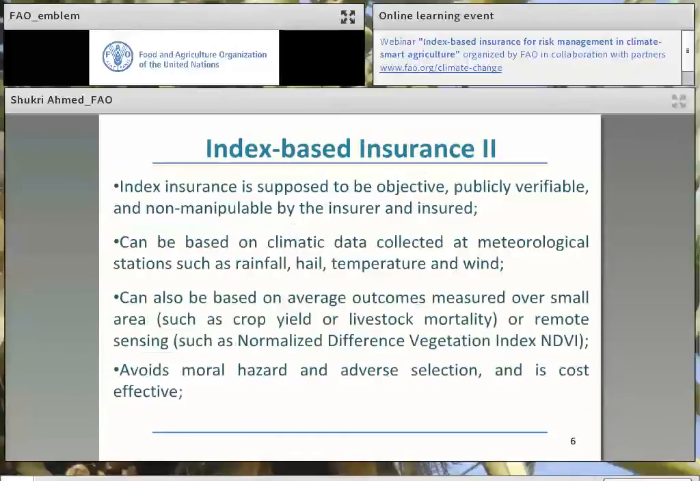So the appeal is that it is objective and verifiable by all, because the data is out there and nobody can manipulate it. This is based on climatic data, for instance, in weather-related index-based insurance. There are meteorological stations measuring rainfall and hail, so people can check this data that is out there and available. It can also be based on average outcomes, so you can have a combination of indices as well.